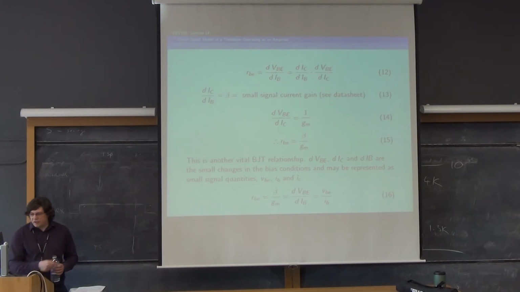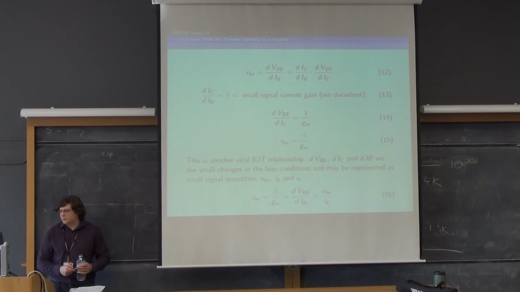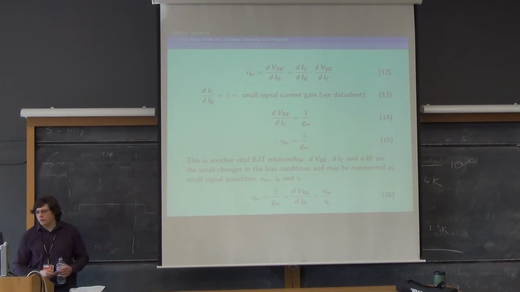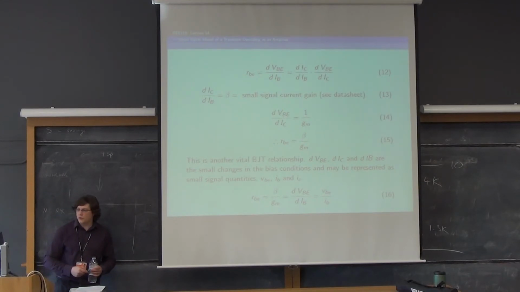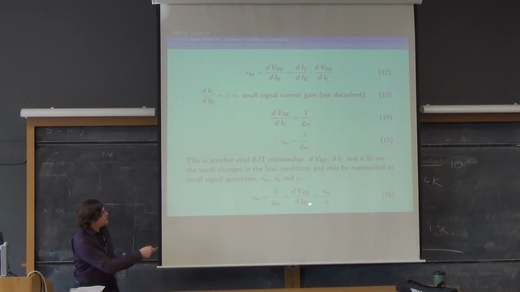So just in case you're unhappy with the rate at which the new terminology is coming, beta upon gm is equal to dVBE upon dIB, which is another way of saying small or lowercase vbe upon lowercase ib. So this is a small change in some large signal stuff. This is some small signal stuff, and these are equal. And so is that. These are all the small signal parameters too.